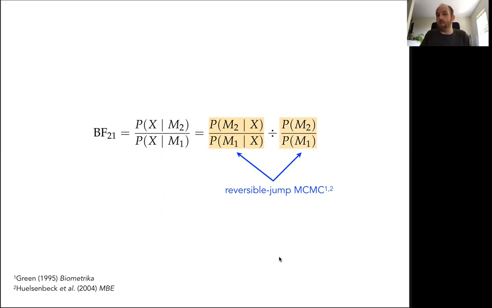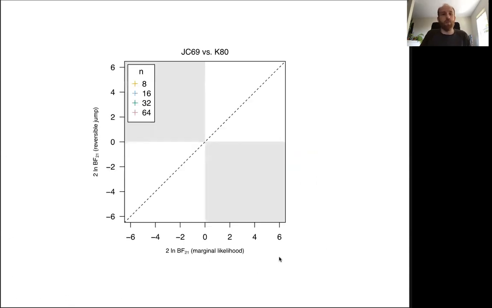And we can do this, for example, using reversible jump MCMC, where we use MCMC to generate a sample of the models, which are proportional to their posterior probability. So we can plug in all the necessary terms into this equation and compute a Bayes factor. These are two theoretically equivalent ways of computing the same number, the Bayes factor. And if you're not convinced, I can prove it by simulation.